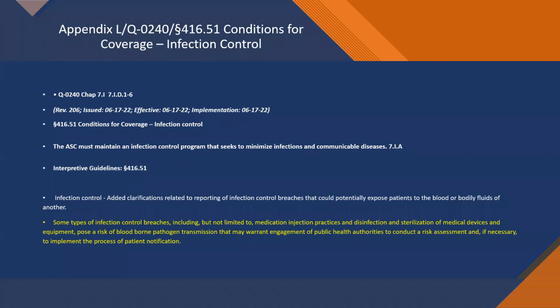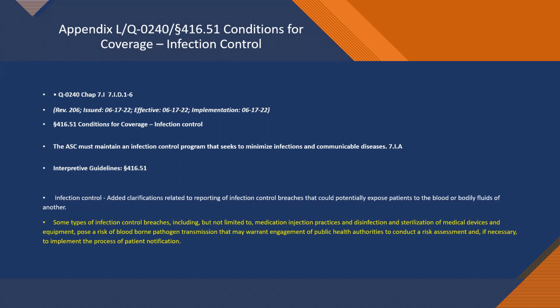Conditions for coverage for infection control. The ASC must maintain an infection control program that seeks to minimize infections and communicable diseases. For infection control, they added clarification related to reporting of infection control breaches that could potentially expose patients to the blood or bodily fluids of another.